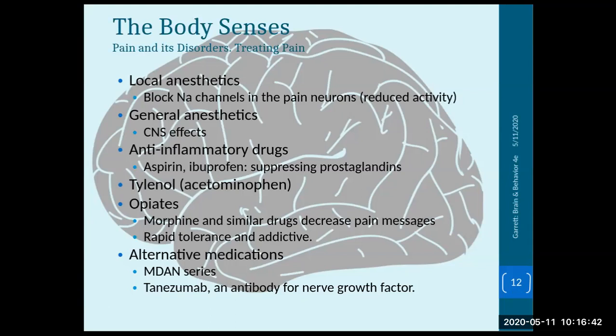There are alternative medications. I'm not really going to go into them. The MDAN series, tanezumab, which is sort of an antibody for nerve growth factor, so the nerve doesn't grow so well. It's a little bit more sensitive or less sensitive to pain. We're not going to get into that, like I said.